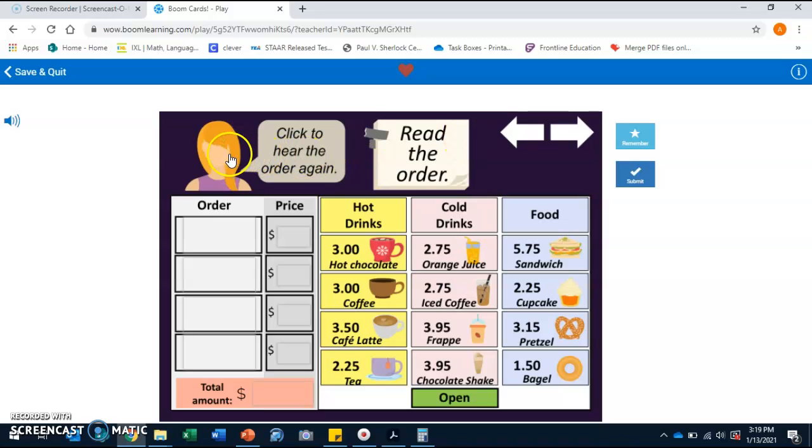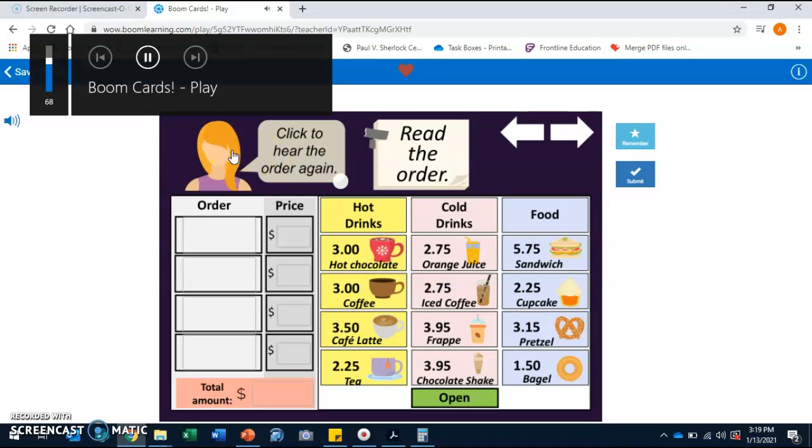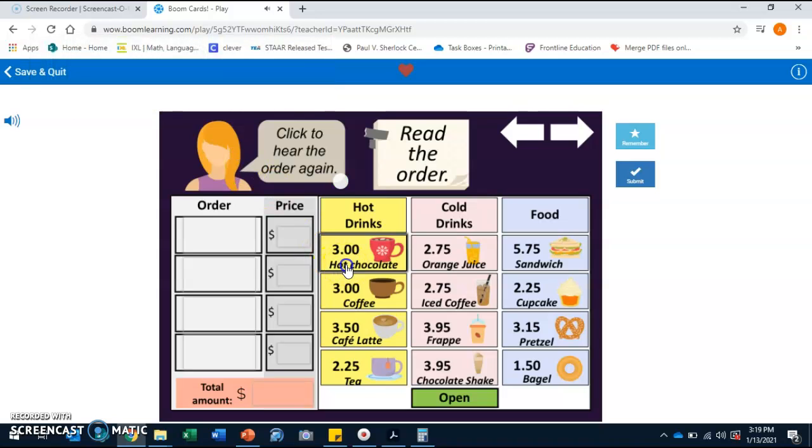So you can click here. I know she said her order, but I was talking so we couldn't hear, but you can click it again. And when you click it, "I would like to order 1 hot chocolate, 1 cup of tea, and 1 cupcake." You can click on the items, that way you can not forget what she wanted. Once you click and she is done, you can write here the order.